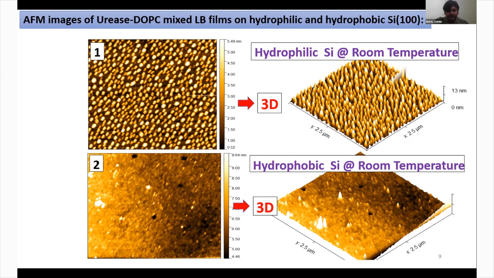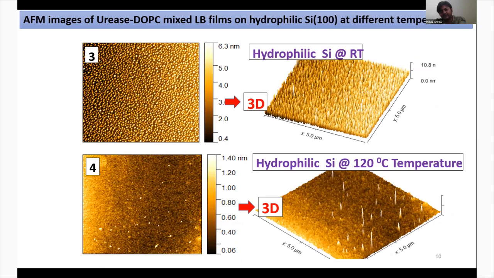But as soon as we deposited the same thing on a hydrophobic surface, in image 2, it seems that the protein does not retain its native structure. It denatures, and that's why you see the amalgamation of proteins like this; they form cluster-like structures. Then we explored the hydrophilic silicon surface at a temperature of 120 degrees Celsius. Here also we found protein denaturation. Here you can see the proteins retain the structure, sorry, but when we raise the temperature from room temperature to 120, they got denatured even on the hydrophilic surface.